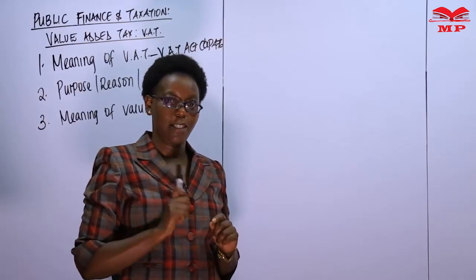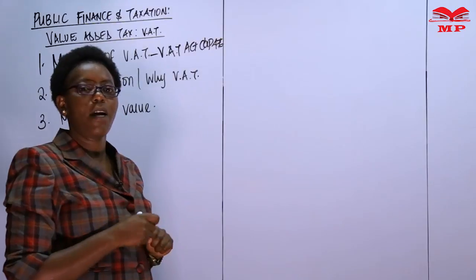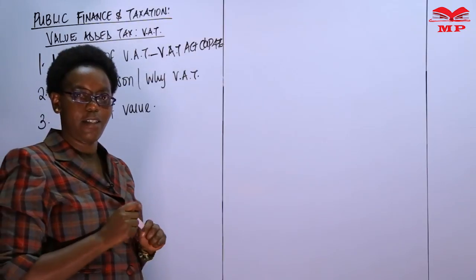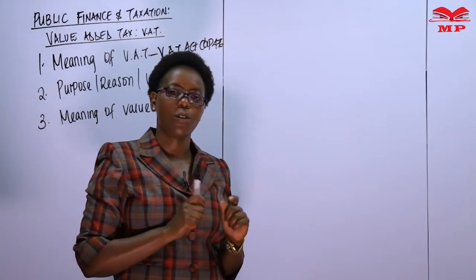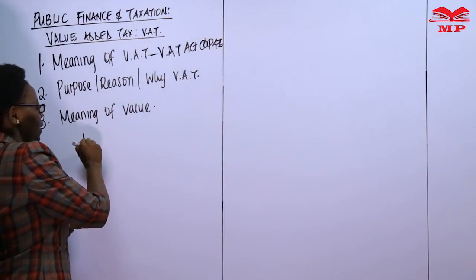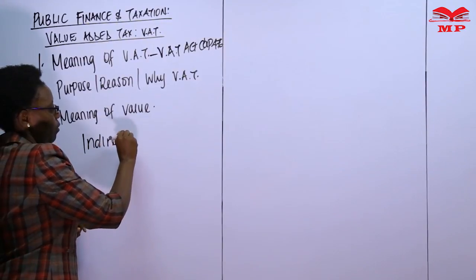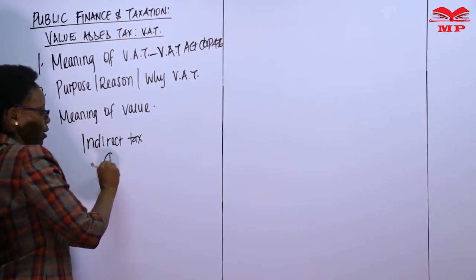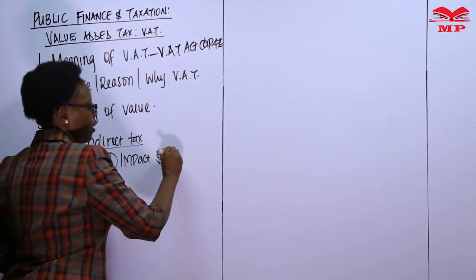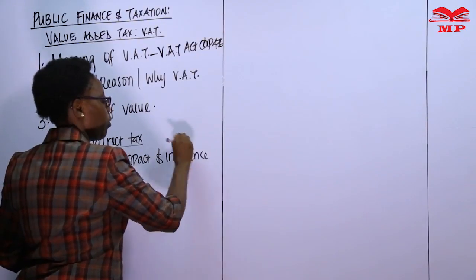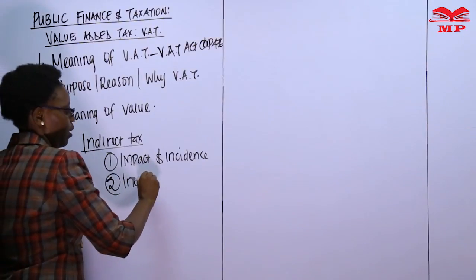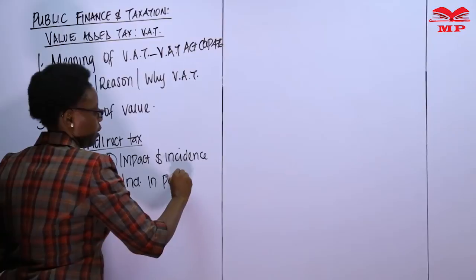Now, what we mean by that is we're going to first flash back to something that we did, which was the meaning of direct and indirect taxes. Under classification of taxes, VAT was classified as an indirect tax, implying that as an indirect tax, 1, its impact is on one person and its incidence is on another person, and 2, it is included in products' prices.